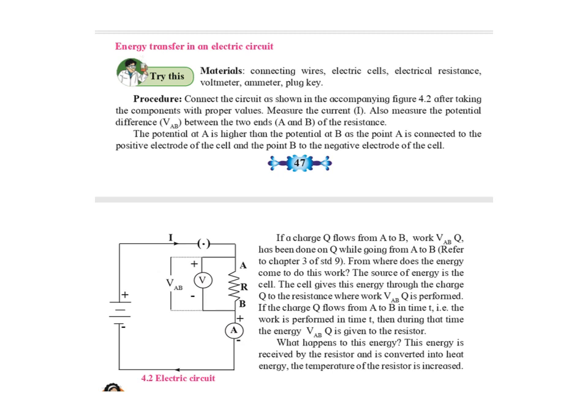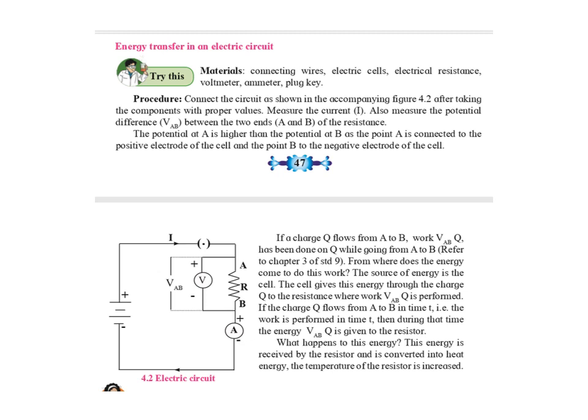Energy transfer in an electric circuit. Look at the given diagram. It's a circuit diagram. Let us revise all the things that are given over there. The plus sign or the bigger line shows the positive terminal. The negative sign and the smaller line shows the negative terminal.